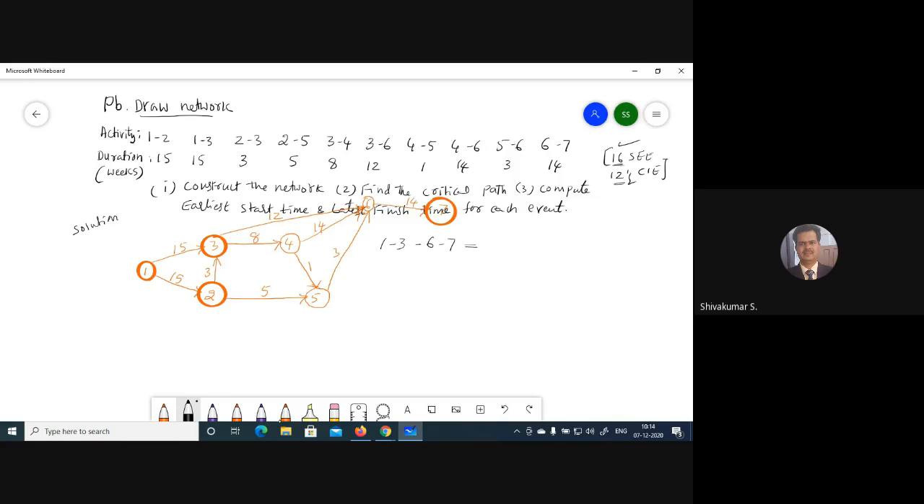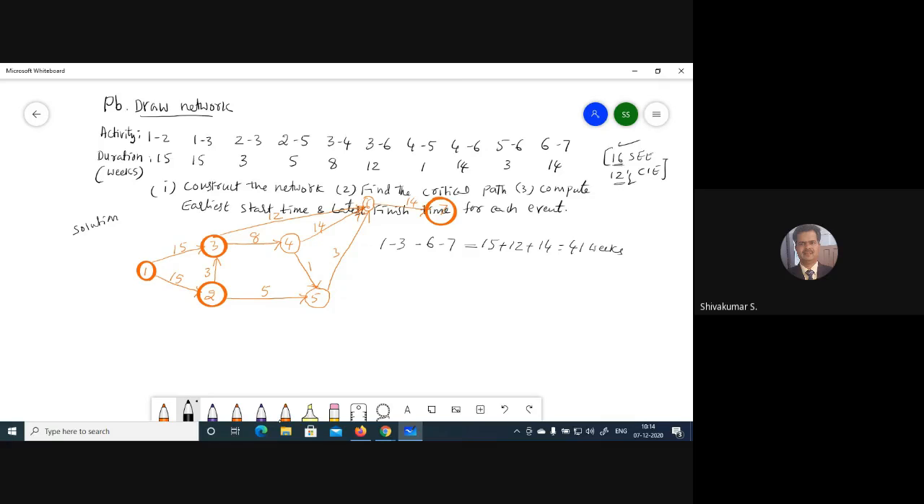So let's say the first path. 1 to 3 is 15 weeks. Next, 3 to 6 is 12 weeks. And 6 to 7 is 14 weeks. So just check out how much time it takes. 1 to 3, 3 to 6, 6 to 7 is equal to 41 weeks. Okay, 41 weeks to go through this path.